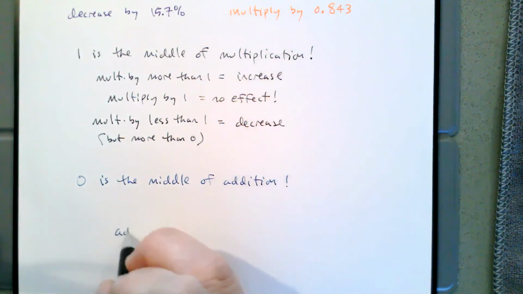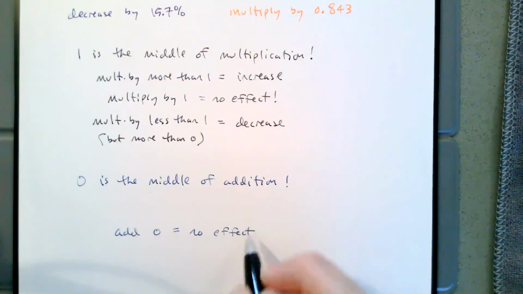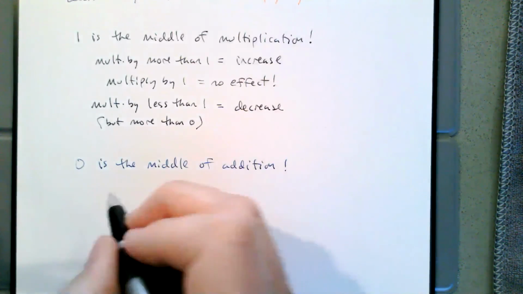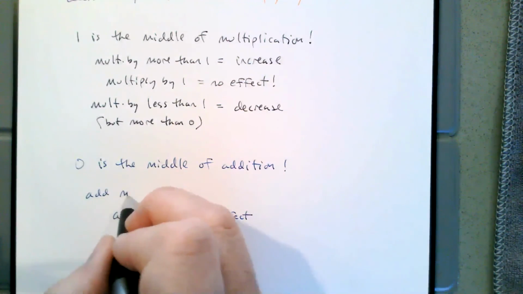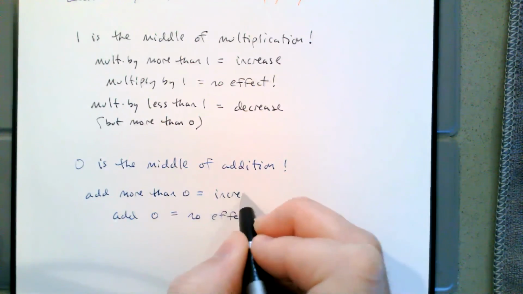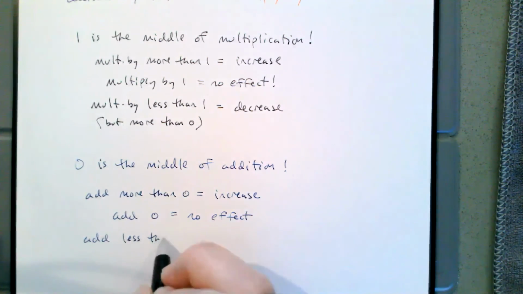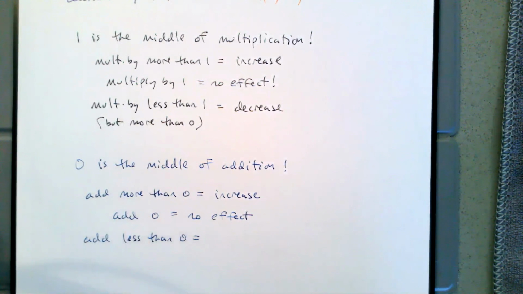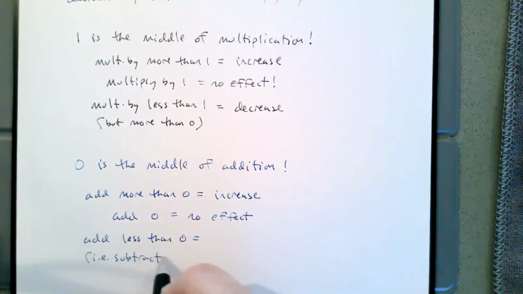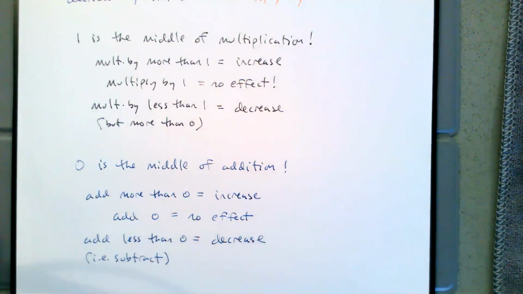So if we add 0, no effect. If we add something more than 0, we see an increase. If we add less than 0, which is subtraction, we'll see a decrease. So 0 is the middle of addition.